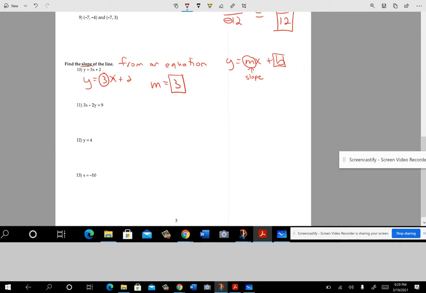Okay, and watch it. Sometimes they'll give you an equation and it might be in this order, 2 plus 3x. The slope isn't 2. The slope is the number in front of the x, what's connected to the x, but only if the y is on a side by itself. So make sure it's on a side by itself first.